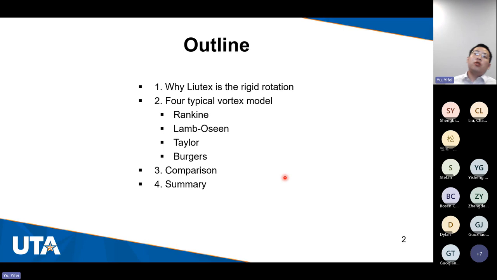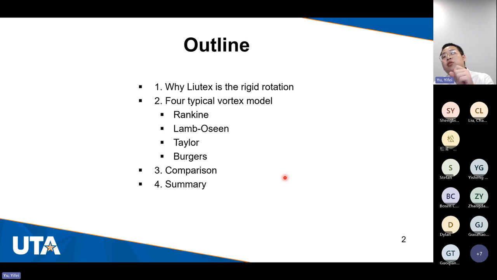So our motivation to do this job is some feedback from the audience or from other users is they feel like the figures generated by Liutex or some other method look similar, and they do not see the necessity to use a new method. So we want to use these examples to show what is the difference between Liutex and the other method, and what is the merit of using Liutex?